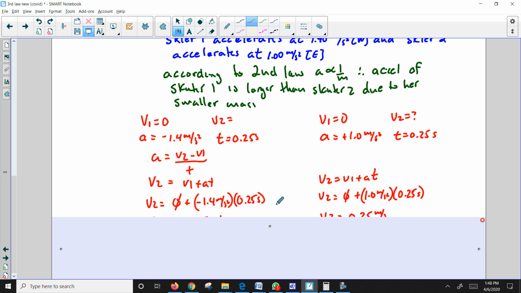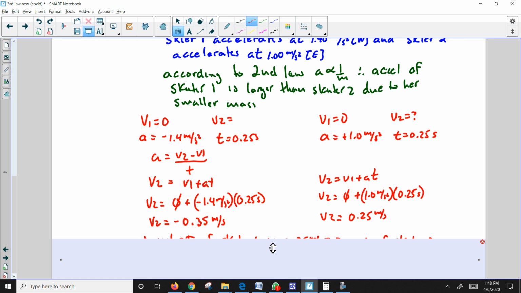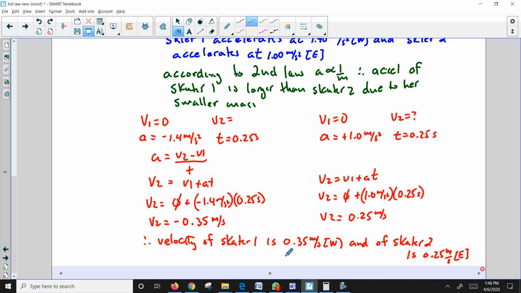So they're basically exactly the same. The only difference is going to be the acceleration. Remember, the acceleration of skater 1 is a lot smaller. And when you actually do the calculation, you'll find that the first skater has a larger velocity. Well, it makes sense. She has less mass. She can accelerate more with the same amount of force. So at the end of the day, we're going to write down therefore statements. The only thing to be careful with here is the given we're using, 0.25 seconds, only has 2 significant digits. So my final answers can only have 2 significant digits. So the velocity for skater 1 is 0.35 meters per second to the west, and skater 2 is 0.25 meters per second to the east.